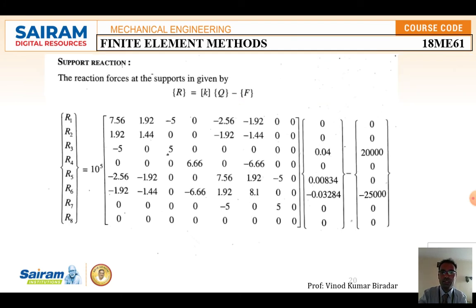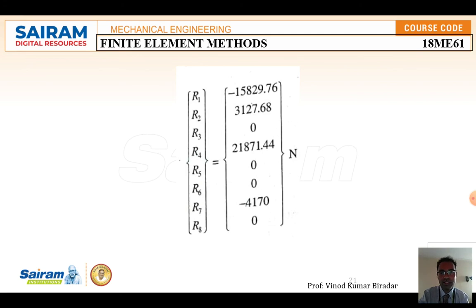After that you need to calculate the support reactions, that is the reaction force at the supports. In the elimination method we have the formula R equals KQ minus F. Here the number of degrees of freedom is 8, so substitute all eight values, that is R1, R2, R3, R4, R5 up to R8. Substitute the K value, the Q value and minus the F value, where F3, F5 and F6 are given. After resolving this you get the reaction forces like this.